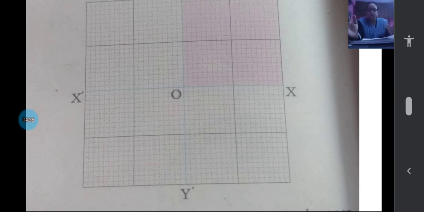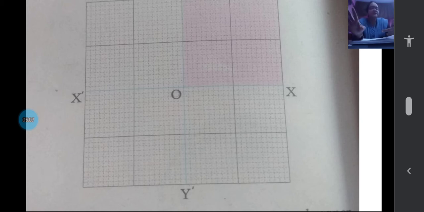Generally we have to draw two lines perpendicular to each other. Two lines, no, children, dividing the sheet equally by drawing two perpendicular lines. And you will mark, as it is shown, X' O X, and also Y' O Y. Now you can see that the left side, the X' Y' part, will be used for representing the negative values.